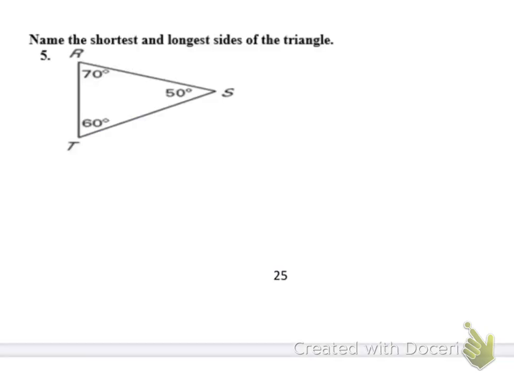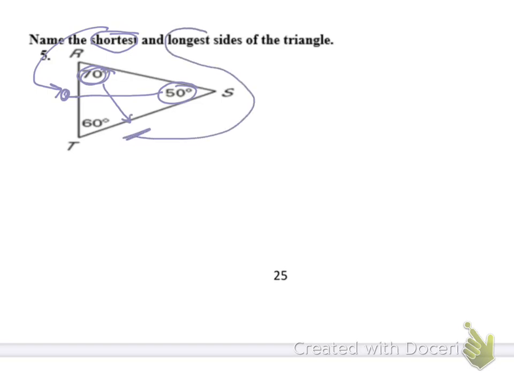Okay, so problem 5 asks us to name the shortest and the longest side. So here is the smallest angle, so right here will be the shortest side. Here is the largest angle, so right here will be the longest side. Okay, let's go on to problem number 6.